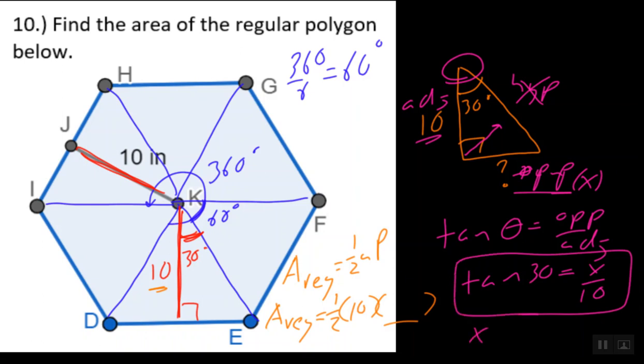Whenever you solve for x, whatever x is, that is going to be this little bitty half segment. So ask yourself this question before you fill in the perimeter. How many little half segments will it take for you to find the perimeter?